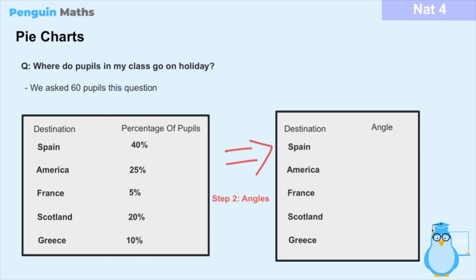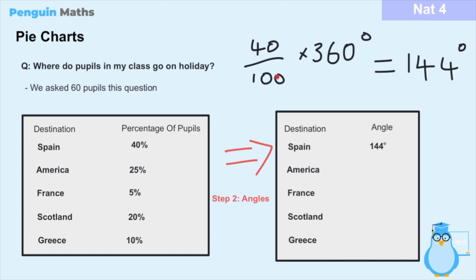Well, we know that the total amount of degrees that makes up a circle is 360 degrees. So all we have to do is take the percentage of 360 for each of these destinations. Let's begin with Spain again. If we were to take 40% of 360 degrees, that's the same as saying 40 divided by 100 multiplied by 360. If we do this in our calculators, we get an answer of 144 degrees. Now, if we do the same thing for America, we would have 25% of the 360 degrees, so that would be 25 divided by 100 multiplied by 360, and that gives us an answer of 90 degrees.